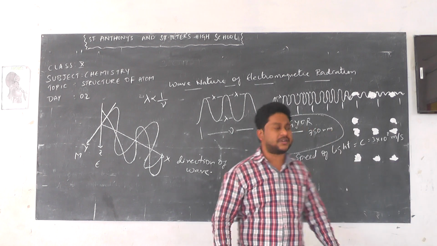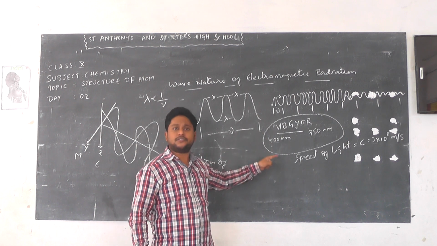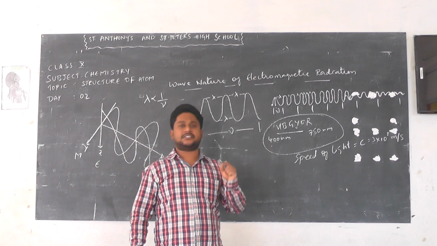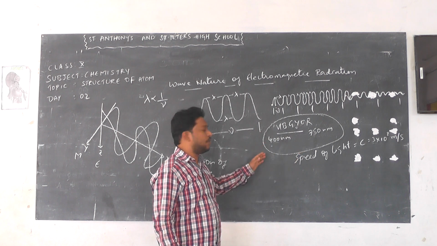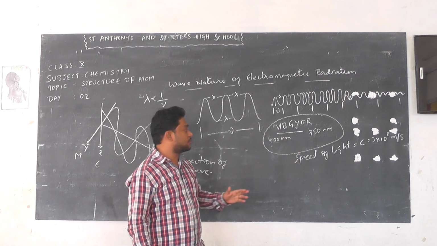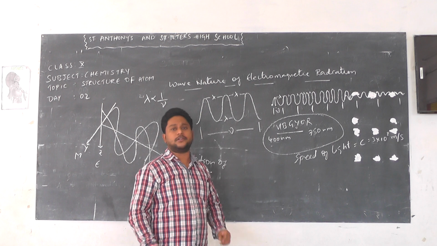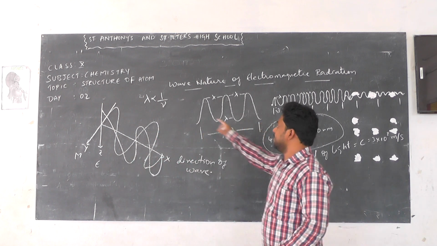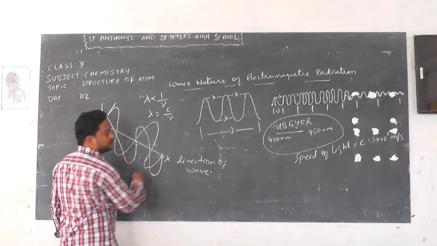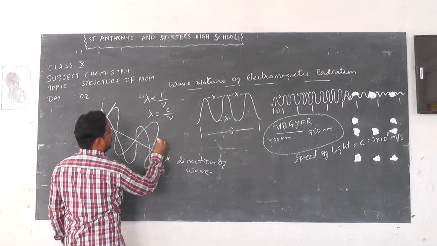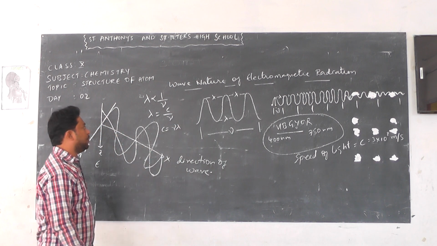Let us recall this definition once again. When electromagnetic radiation travels through the vacuum, irrespective of the wavelength, it travels with the same speed. It is not that 400 nanometers or 700 nanometers travel differently; they travel with the same speed. And that is called the speed of light, represented by C, with the value 3 into 10 to the power of 8 meters per second. That's why this proportionality is represented by lambda is equal to C by nu, and this can also be written as C is equal to nu lambda.